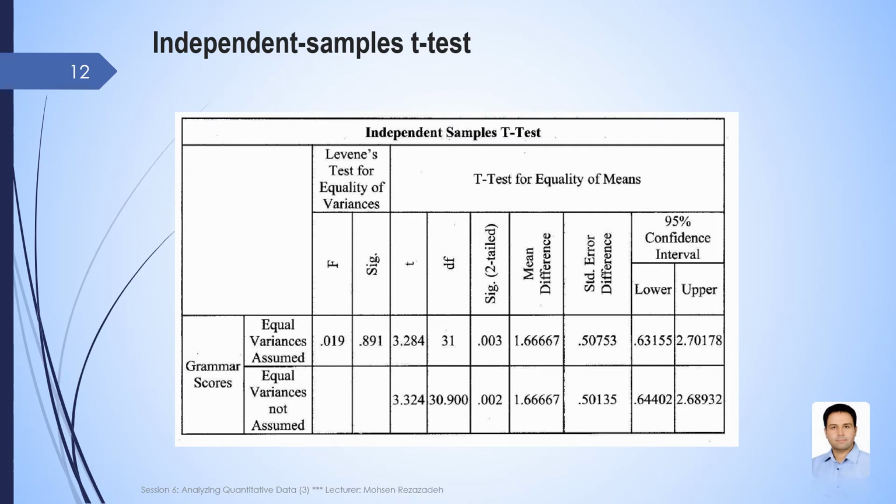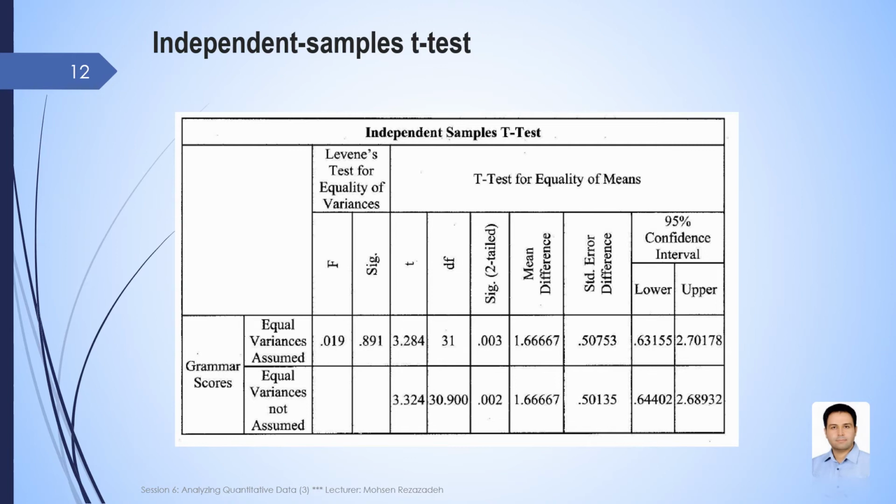Therefore, we use the results in the row that corresponds to the equal variances assumed. If this value is below 0.05, then we should use all of the values in the row at the bottom, equal variances not assumed. Next part is T. T is the observed measure that tells us about whether the sample mean is similar to the population mean. Next is DF.